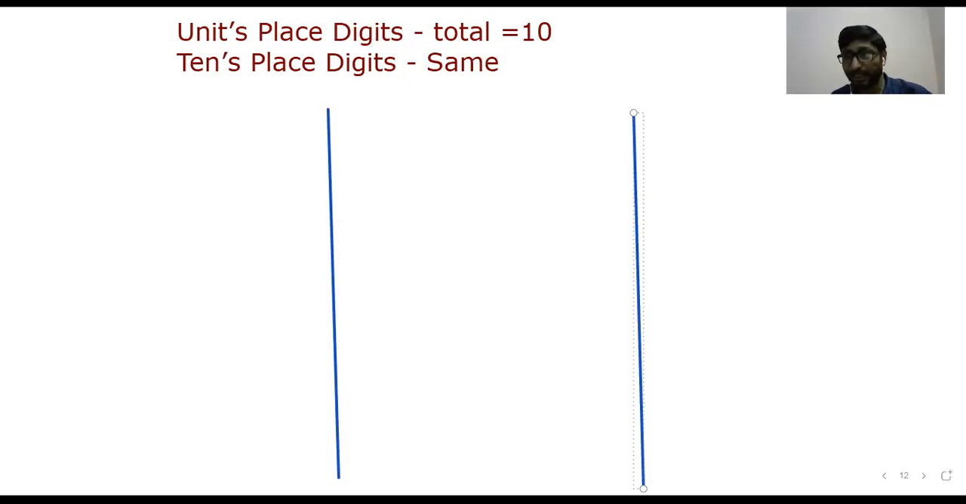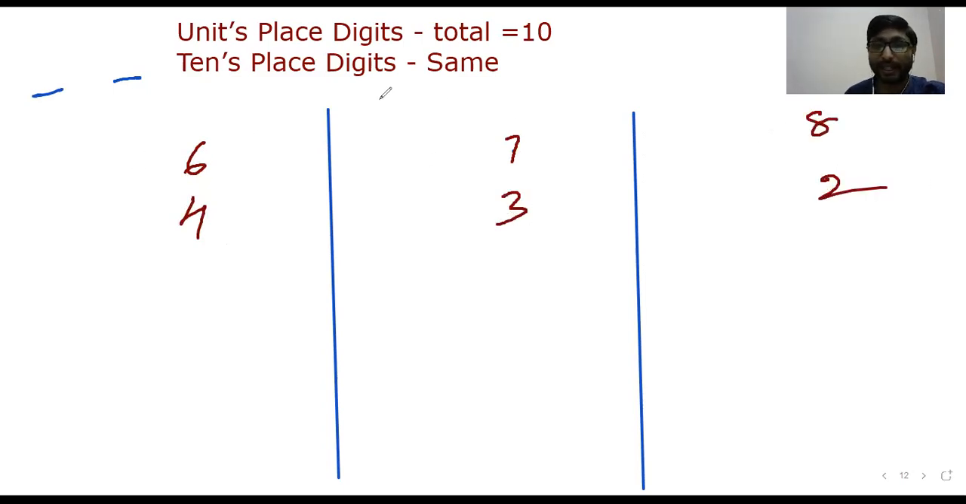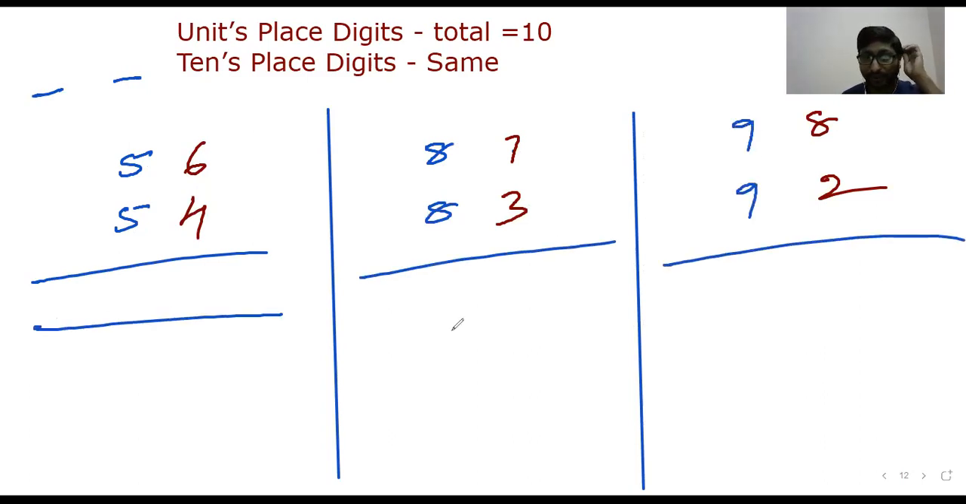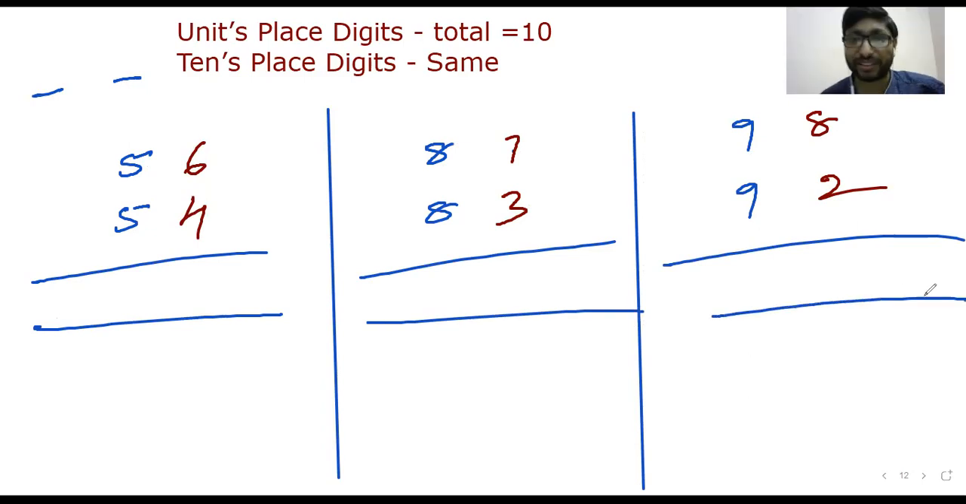This is 2-digit multiplication. Every 2-digit number has a units place and a tens place. So the units place digits sum should be 10, and the tens place numbers should be equal. So I'm writing 6, 4, 7, 3, 8, 2. See, look here now. I'll write 5, 5, 8, 8, 9, 9. I'll make you understand the procedure first, then I'll make you solve directly in one step.